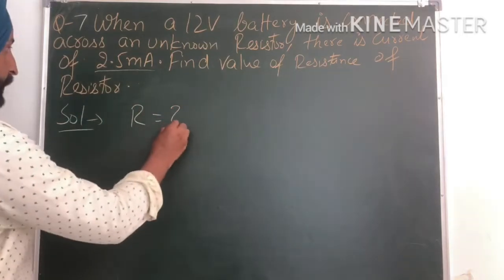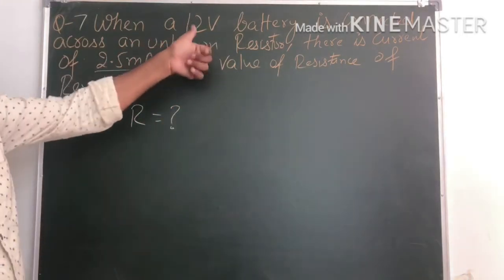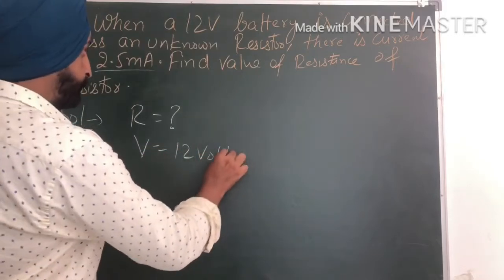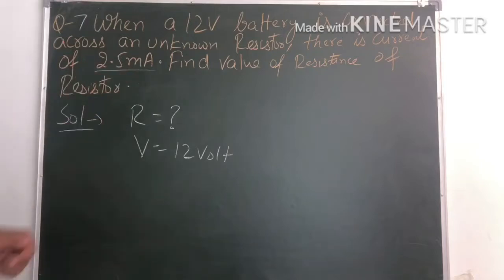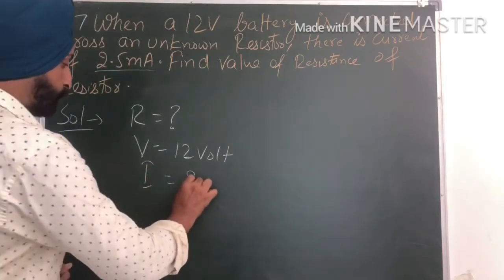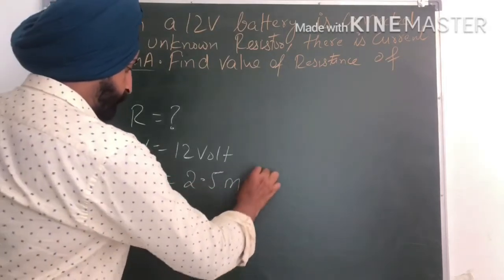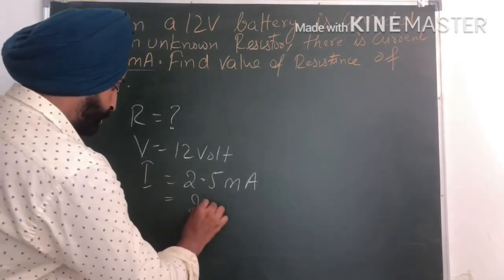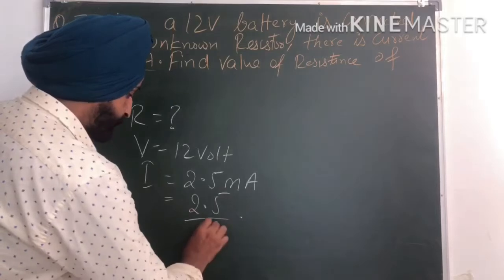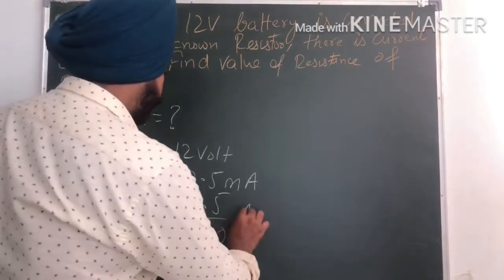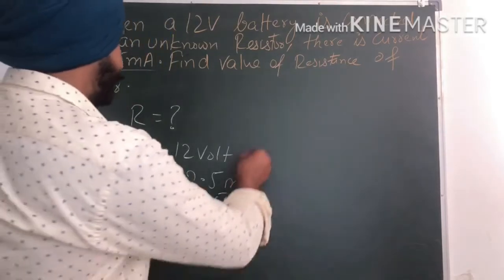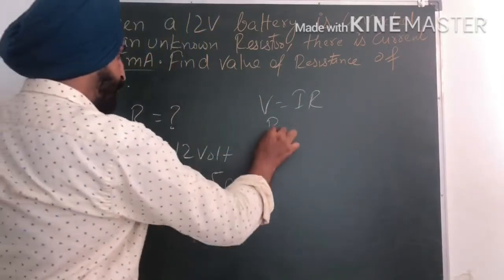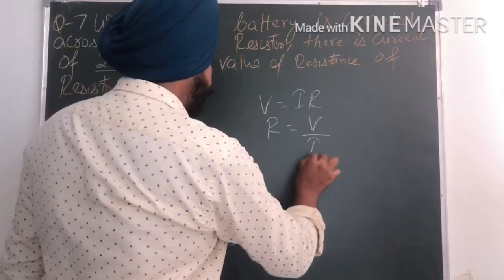What you are given is the value of potential, that is 12 volt. What else is given? Current is equal to 2.5 milliampere. To convert this milliampere into ampere, you will be dividing this value by 1000. So it will be in ampere. Now simply applying Ohm's law, V is equal to IR. So R would be equal to the ratio of V by I.